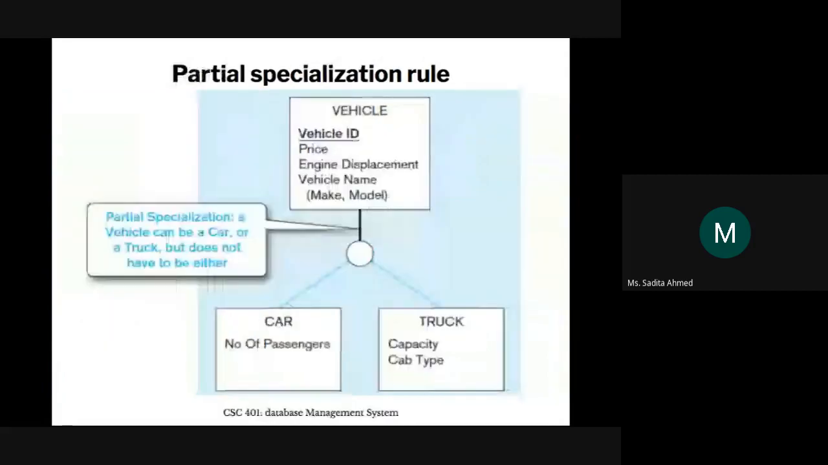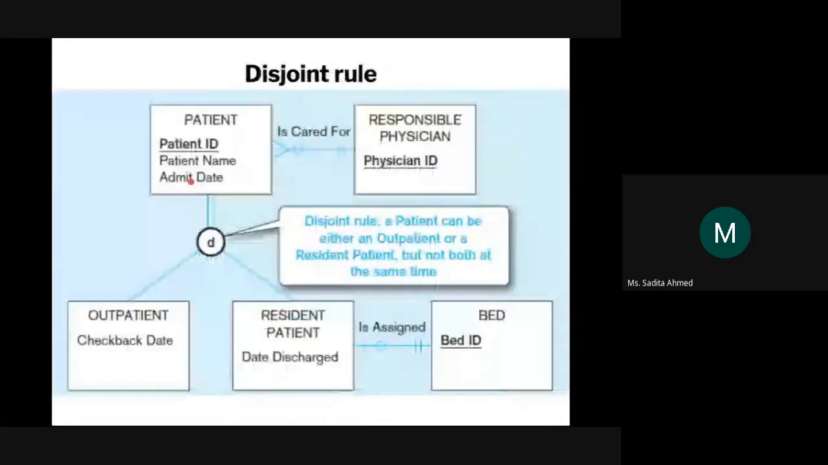So when we have a scenario in our hand that the instance of the supertype cannot belong to more than one subtype at the same time, we use the disjoint rule, or we apply the disjoint rule, denoted by this D here.